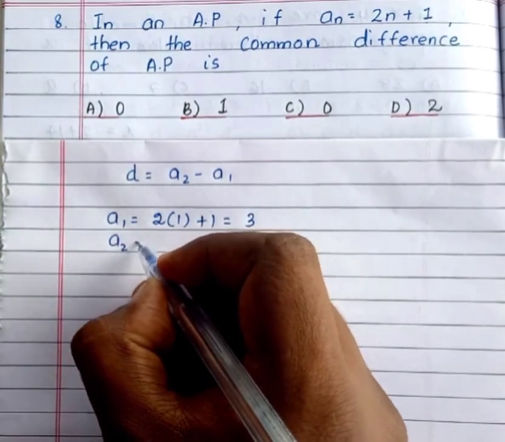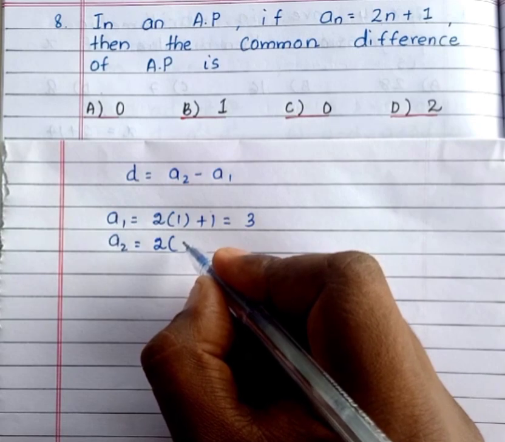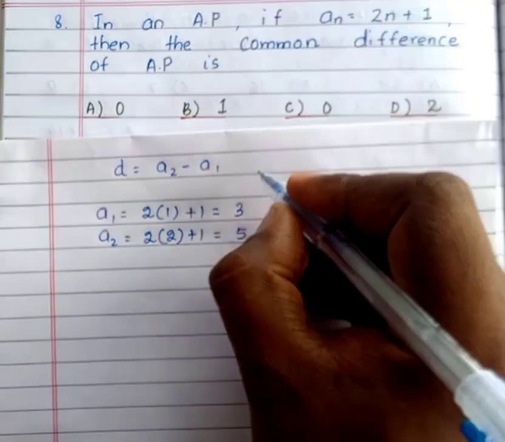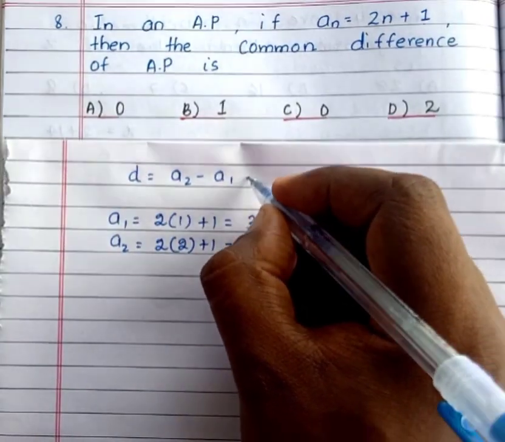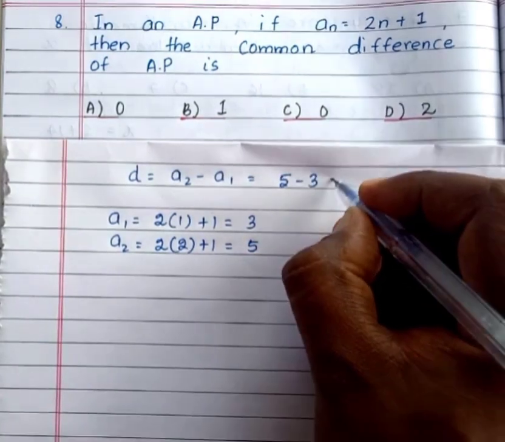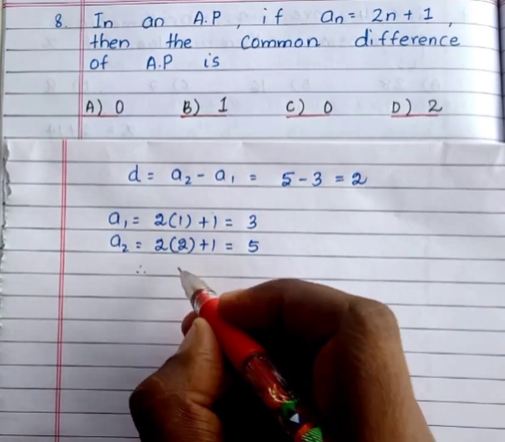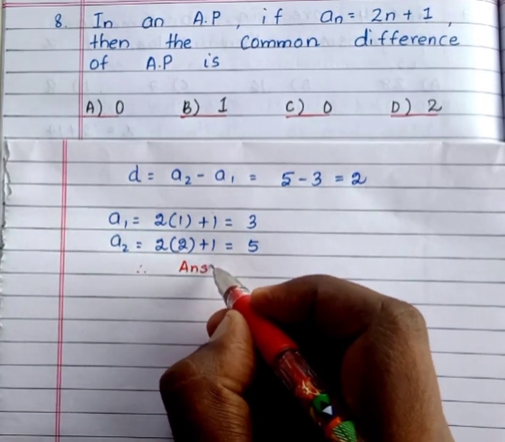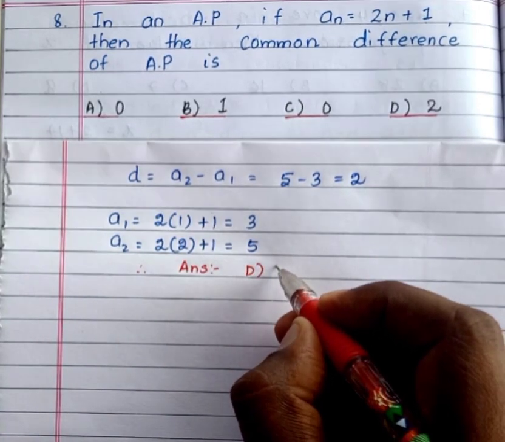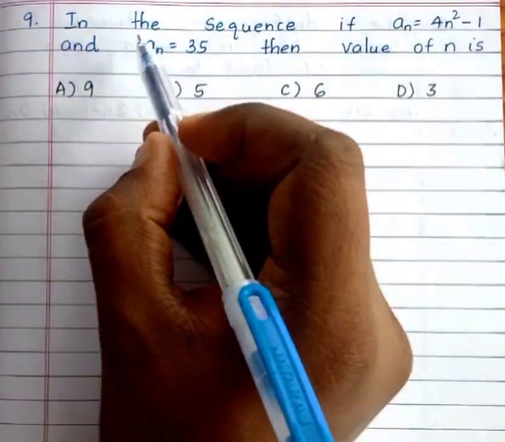Now in the same way find out a2, that is 2 times 2 plus 1. We get 2 times 2 is 4, 4 plus 1 is 5. Now the common difference is what? a2 minus a1, that is 5 minus 3, which is equal to 2. Therefore the correct answer is option D, 2. In the same way, you can find out common difference by finding out difference of any two consecutive terms by using the nth term.